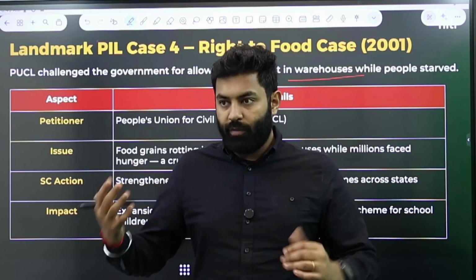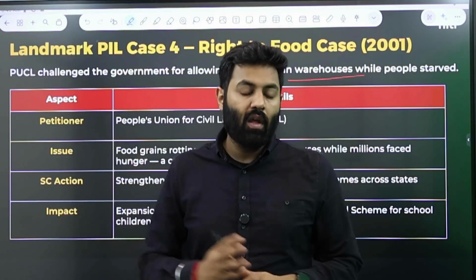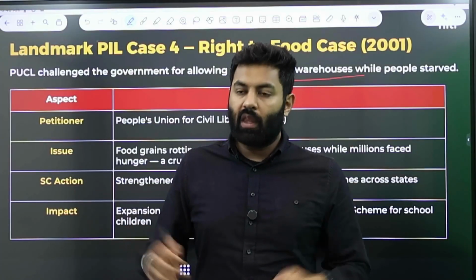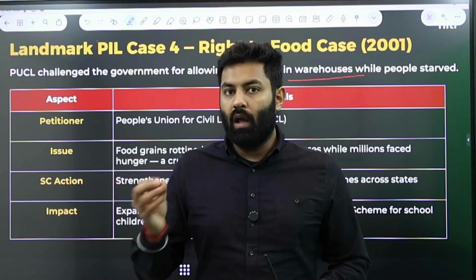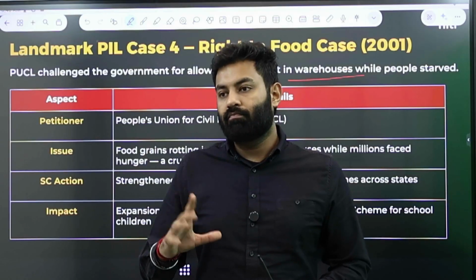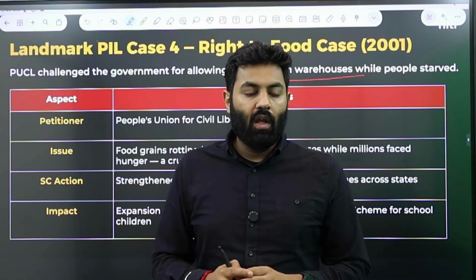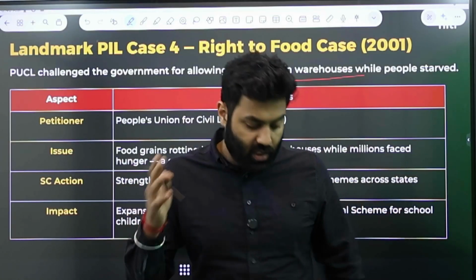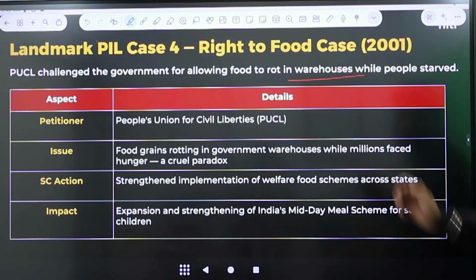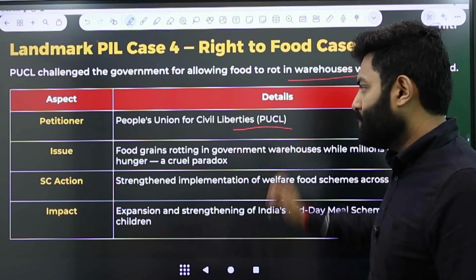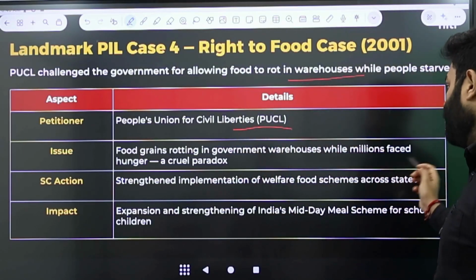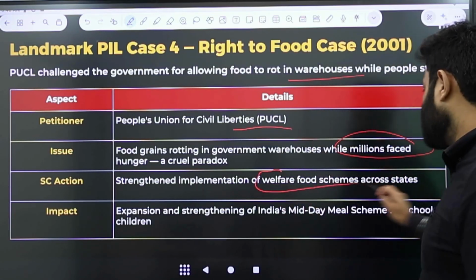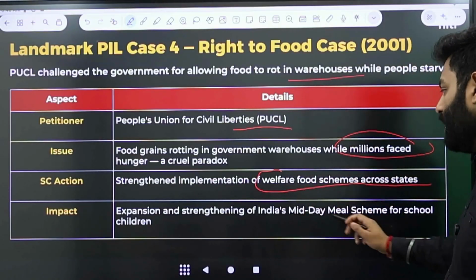Sometimes a lot of crop which is not sent to the ration shops or which is not sold is intentionally, let's say, allowed to rot, allowed to go to waste in the storehouse, in the Food Corporation of India godowns, right? That is what was happening under everyone's knowledge. This PIL changed that. People's Union for Civil Liberties, PUCL: food grains rotting in government warehouses while millions faced hunger, a cruel paradox; strengthening implementation of welfare food schemes across states, expansion and strengthening of India's midday meal.